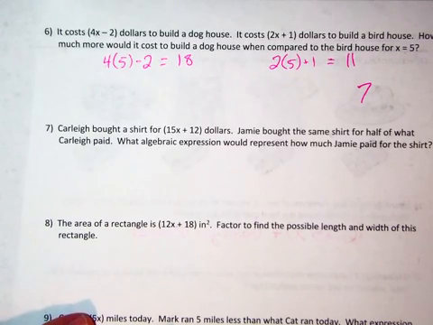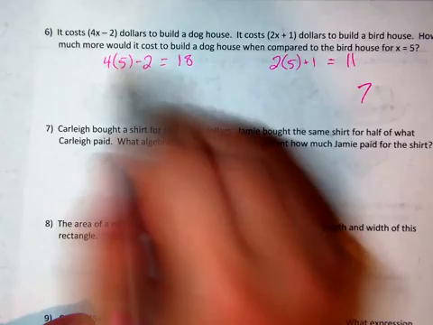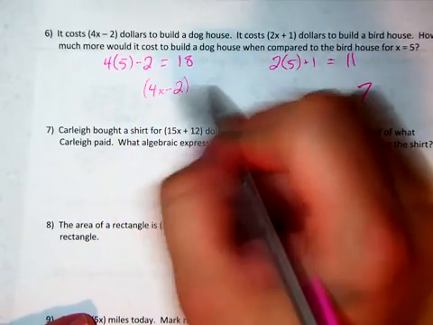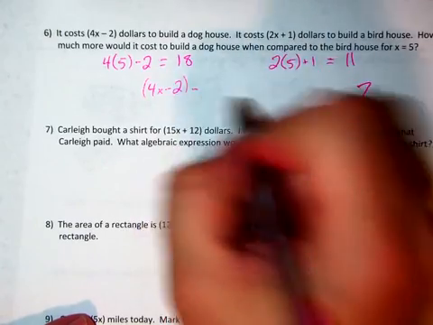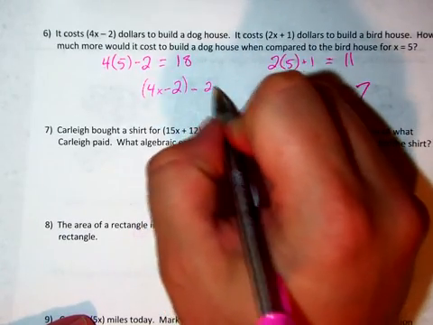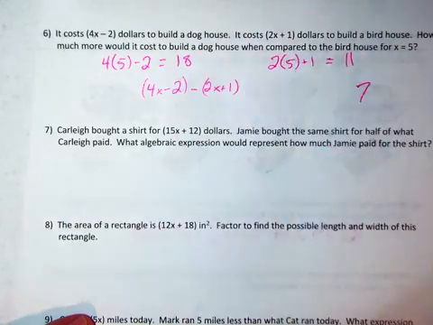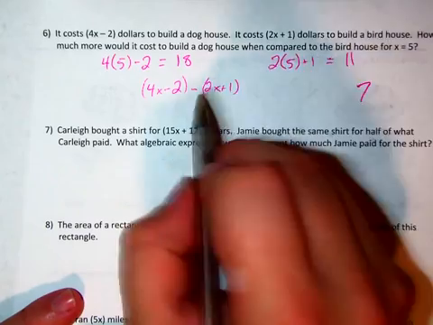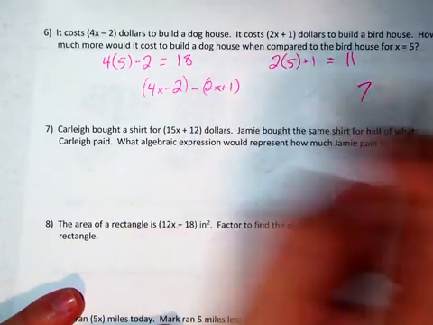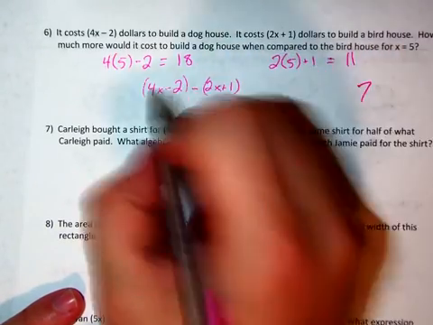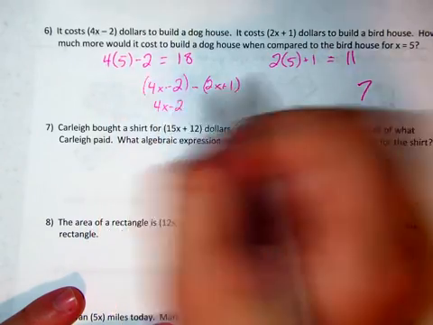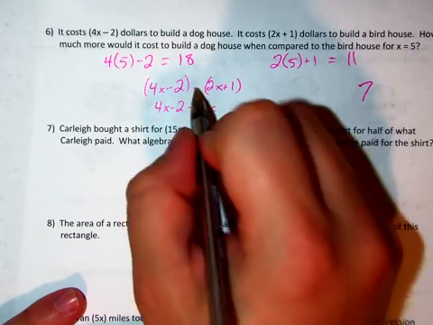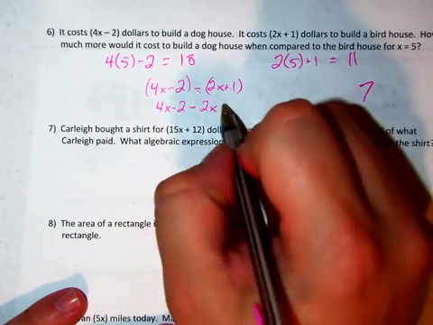But we could also accomplish the same thing by subtracting our 2 expressions. So 4x minus 2. And we're going to subtract from that the cost of the birdhouse, 2x plus 1. And now I need to be careful when I'm pulling these parentheses out that I remember to distribute my negative sign through the second expression. 4x minus 2, negative 1 times 2x would be minus 2x. Negative 1 times positive 1 would be minus 1.